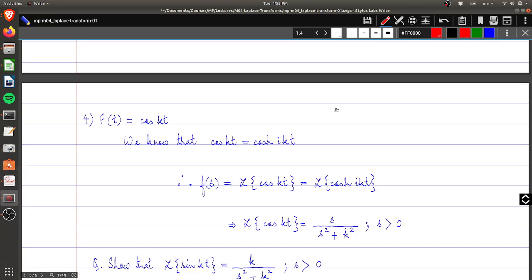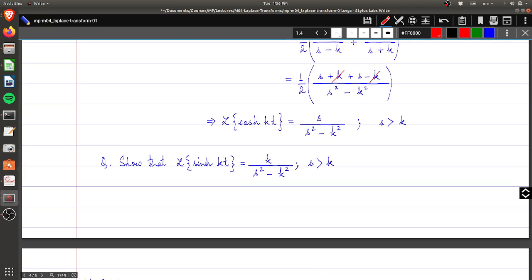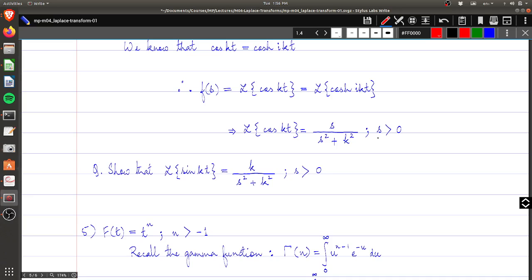It is enough. Here, unlike the hyperbolic case, where s had to be greater than k, that's the only way we can ensure that the denominator is positive. But here there is no such rule. The only requirement is that s is positive. If s is positive, that's more than enough, because there is a plus sign here. Is this clear, everyone? Understood, everybody?